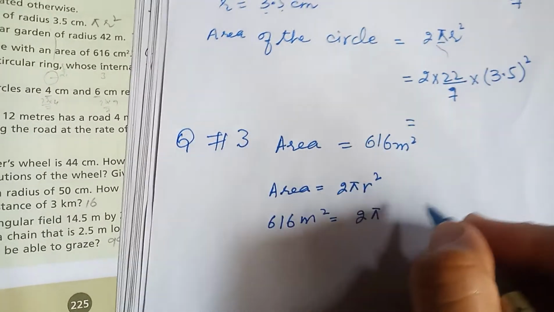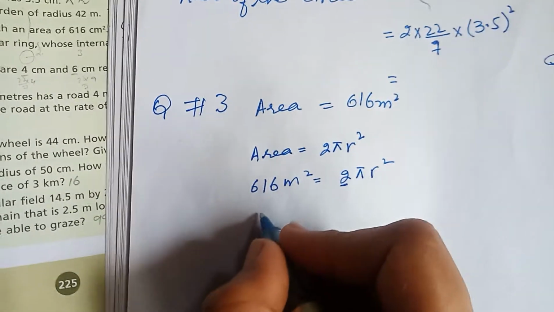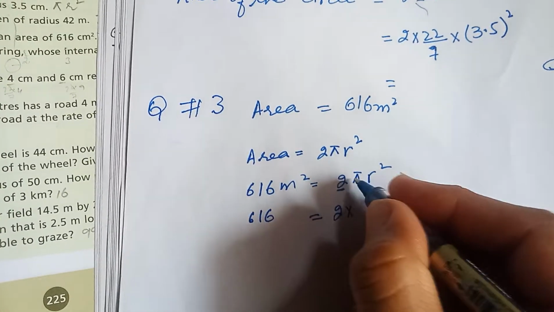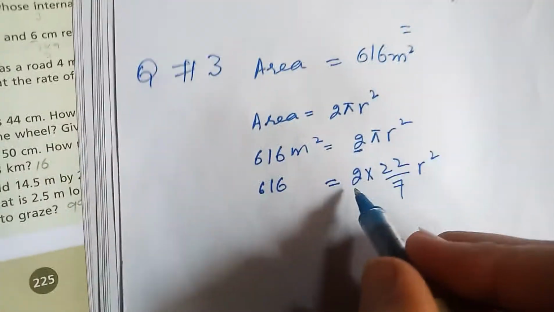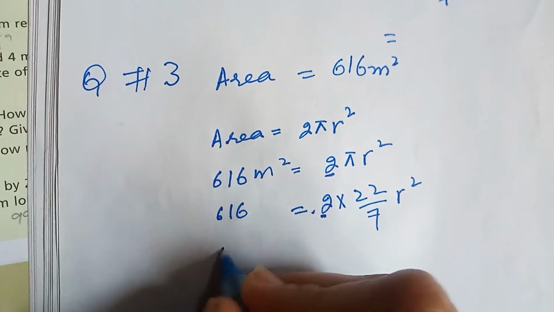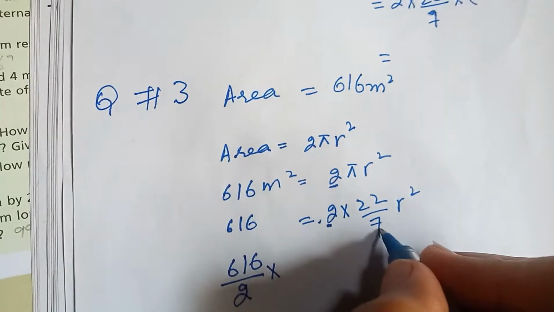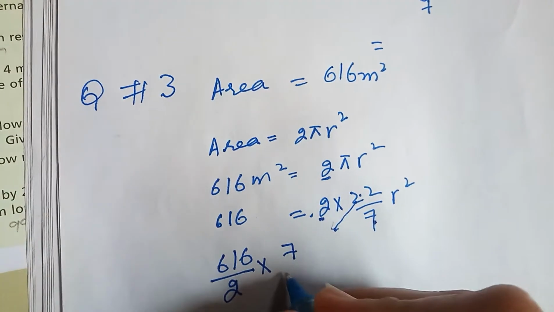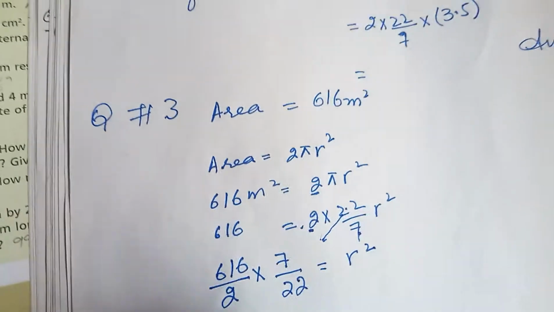Pi r square. 2 is being multiplied over here. First we will write the values. 2, what's the value of pi? That is 22 by 7, and r square. 2 is being multiplied over here. When we take it to the other side of the equal, it will be divided. 616 divided by 2. 7 is being divided, so it will be multiplied. 22 is being multiplied, it will be divided over here, and r square will remain over here.